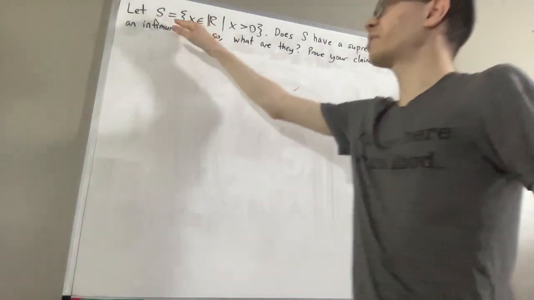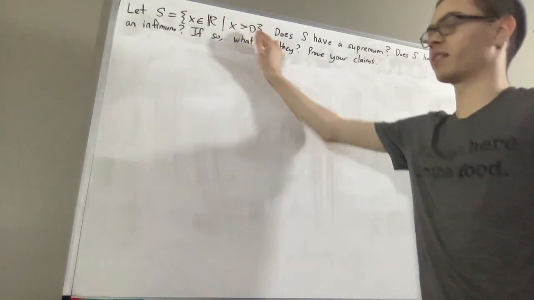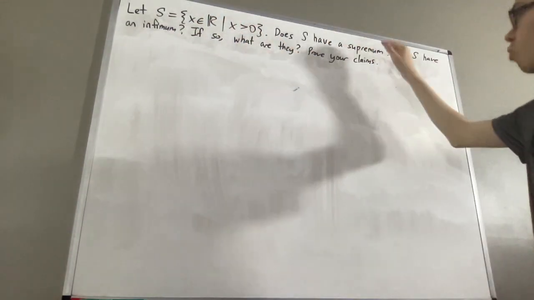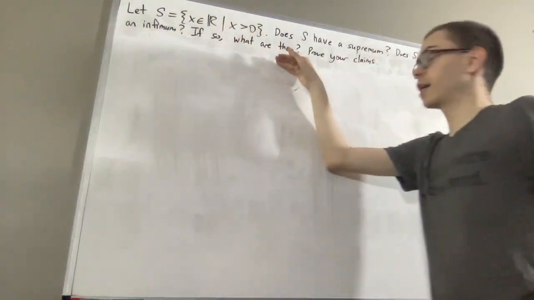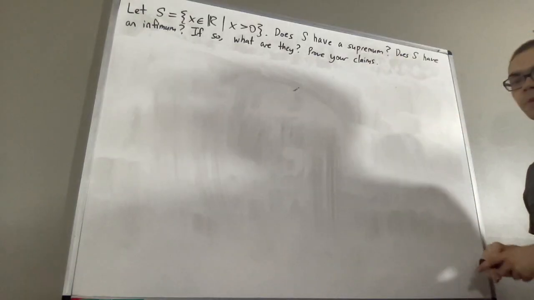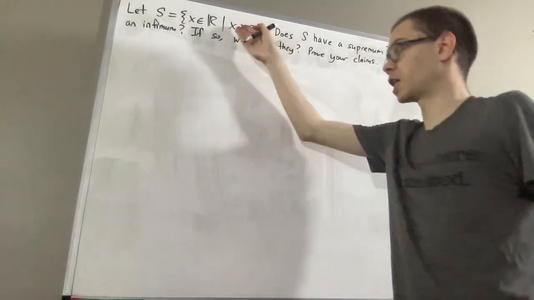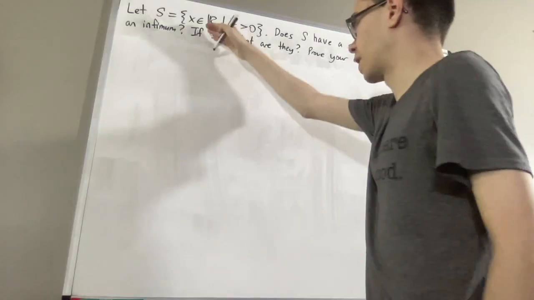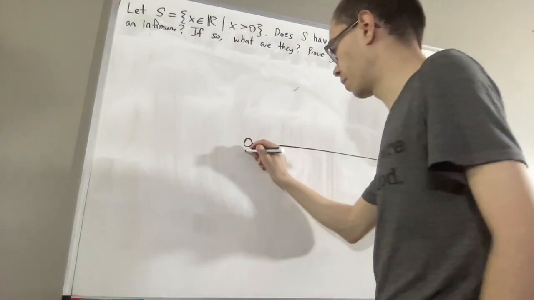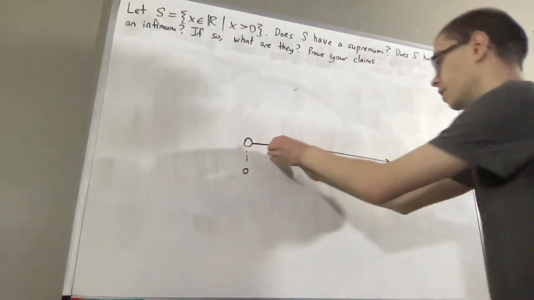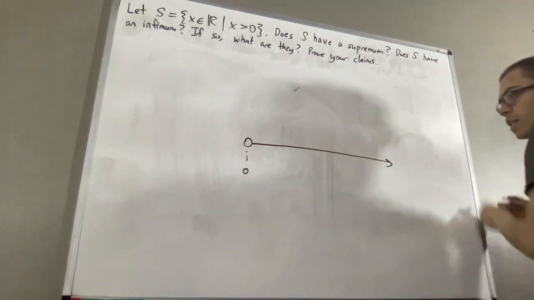So let S be the set of real numbers strictly greater than 0. Does S have a supremum? Does S have an infimum? If so, what are they? Prove your claims. So first off, if we just visualize this set, it looks something like this. Right here we have 0, and then the set extends forever to the right.